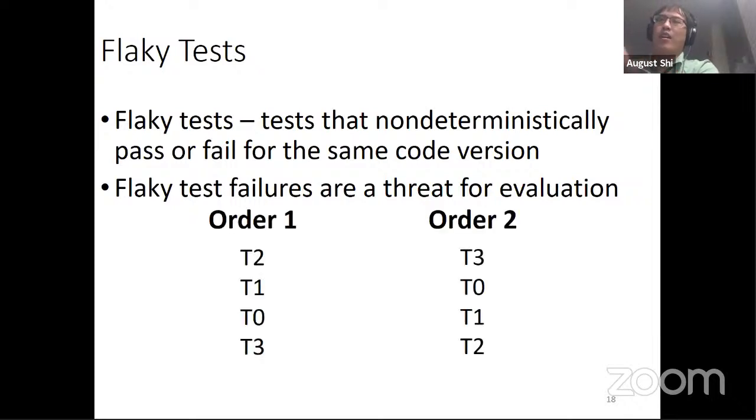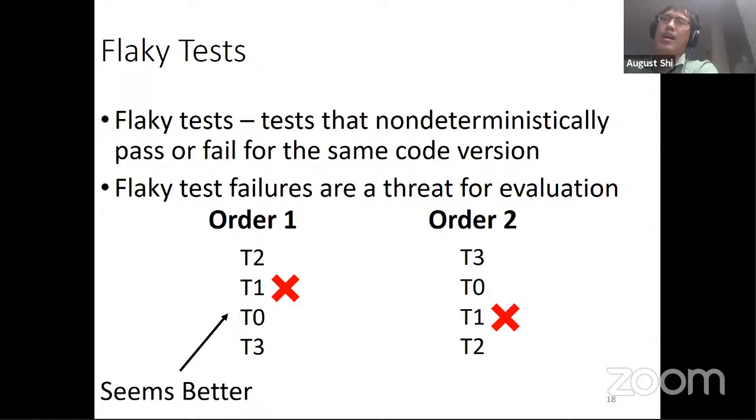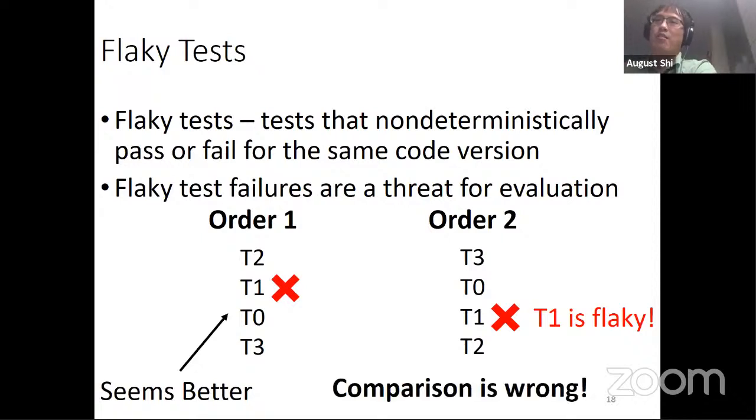And what that means for our study is that if we have two orders proposed by two different test case prioritization techniques, one that ranks T1 higher and one that ranks T1 lower, if T1 happens to be the failing test, we might think that order 1 is better because it got the failing test up higher. But if I tell you that T1 is actually a flaky failure, then all bets are kind of off. This comparison feels kind of wrong: why should order 1 be better if T1 is actually a flaky failure, not related to the change I just made?